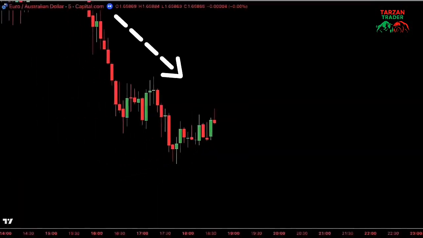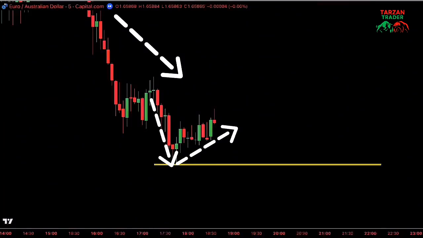As you can see, the market is trending downward, which means sellers are in control. The market makes an impulsive move downward, showing strong selling pressure, and then it starts to retrace upward. This retracement happens because some sellers are taking profits, which temporarily pushes the price higher. At this point, we identify an important level on the chart. We draw a support level where price previously reacted. Now we wait and observe what happens next.